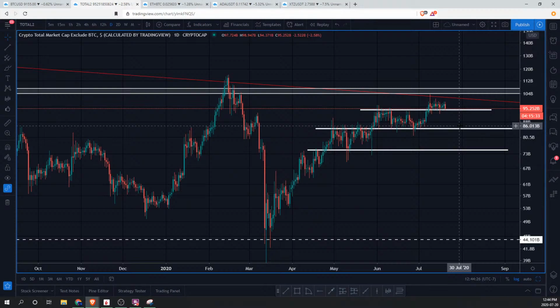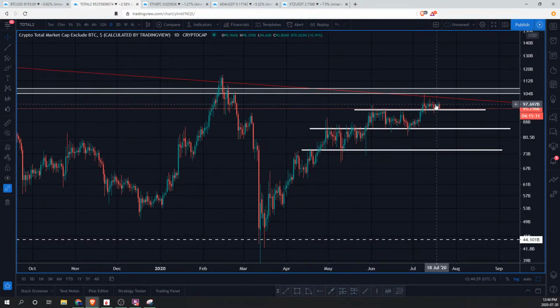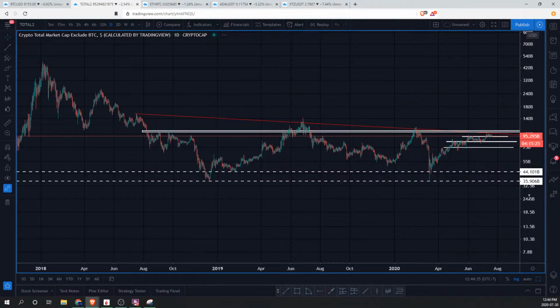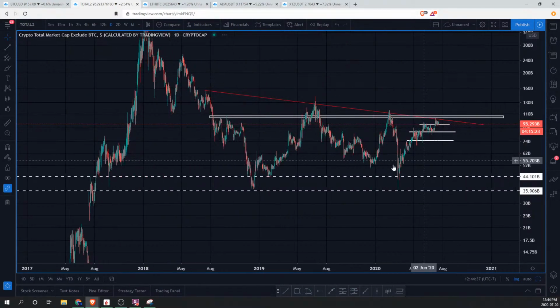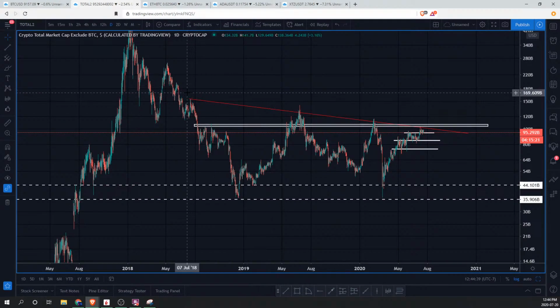But in terms of just the total 2, we do see a little bit of hesitation where we know that there's heavy sell pressure within this key zone. When we do look back on the large time frames, we can see this major level of support, but we do see lower highs getting created, so there's a lot of sell pressure within this area.